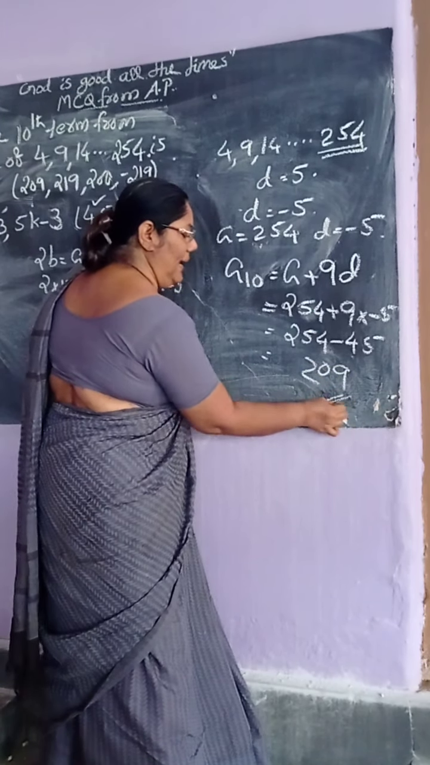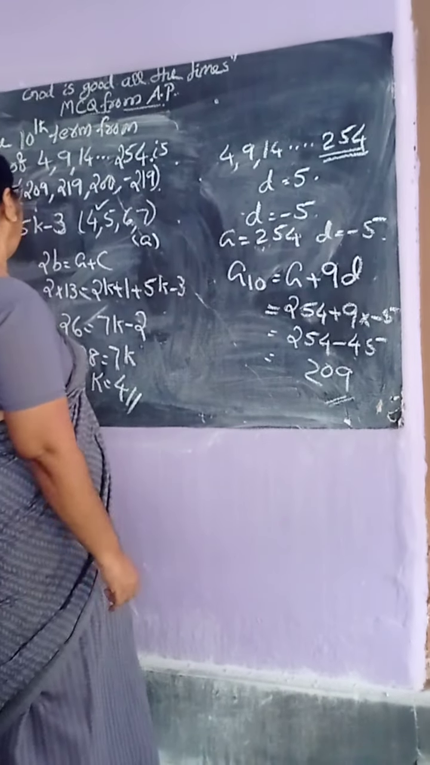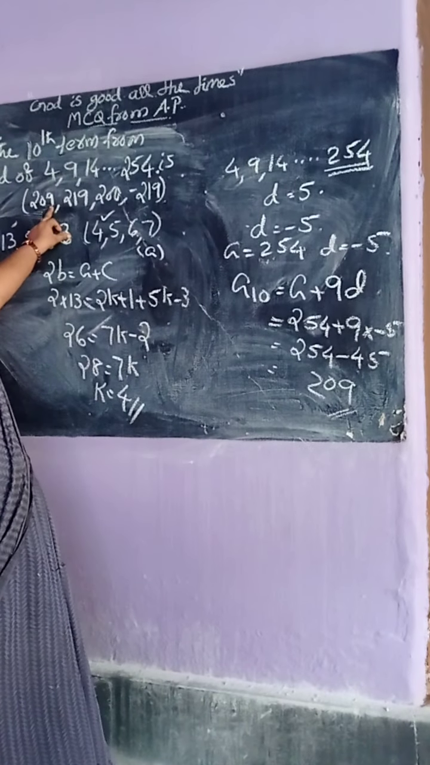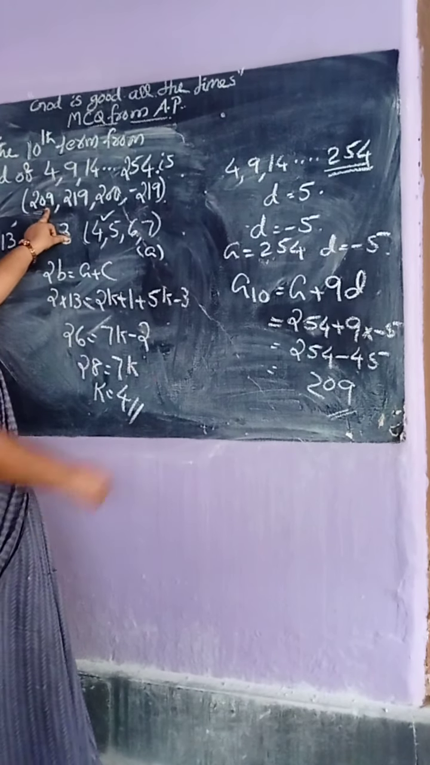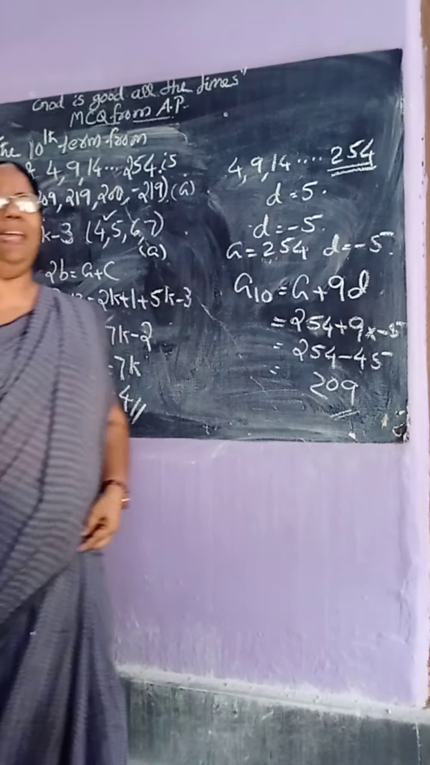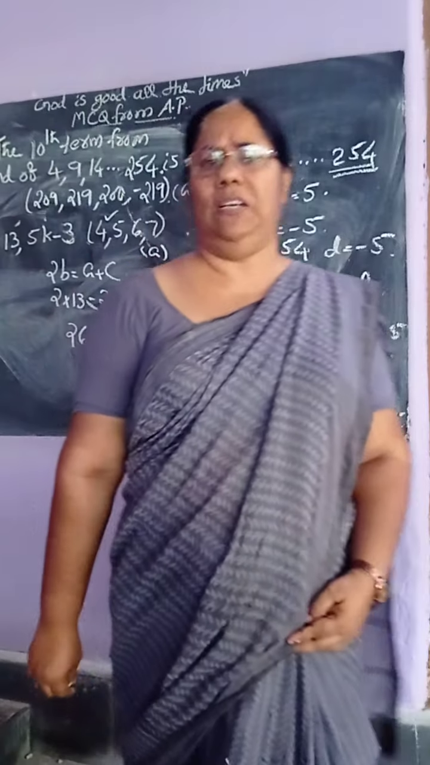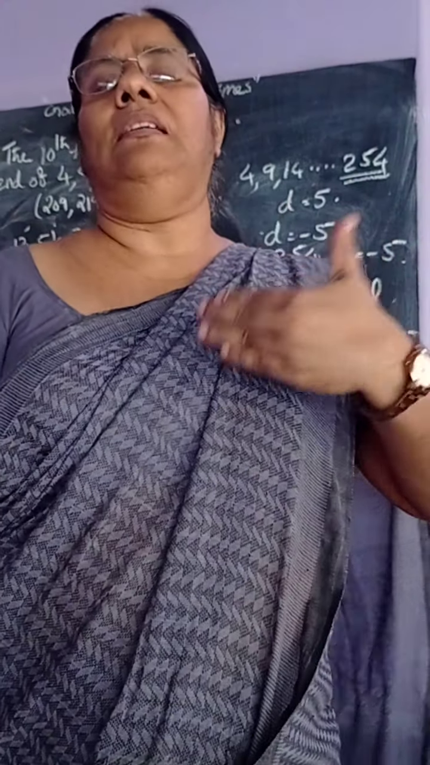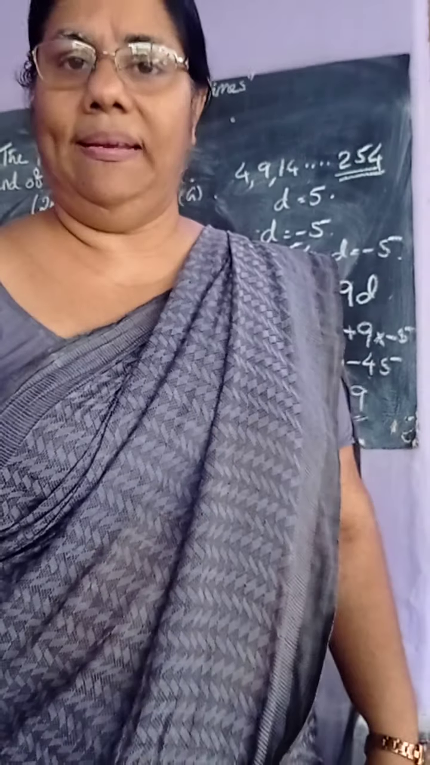209. Is the answer there? Yes, the first option. 209 is the correct option. This type of question is also important: find the 8th term from the end. Understand? Okay, then write the next type.